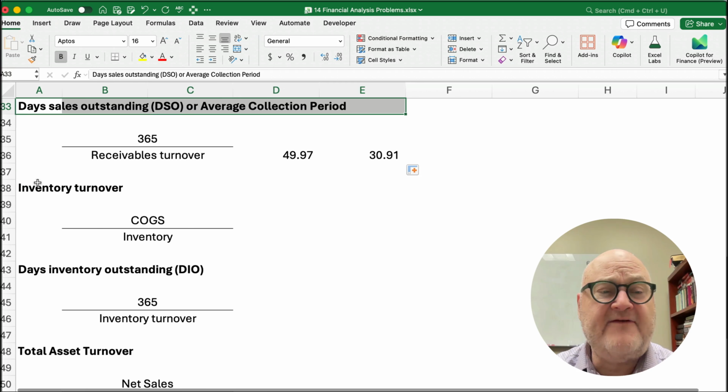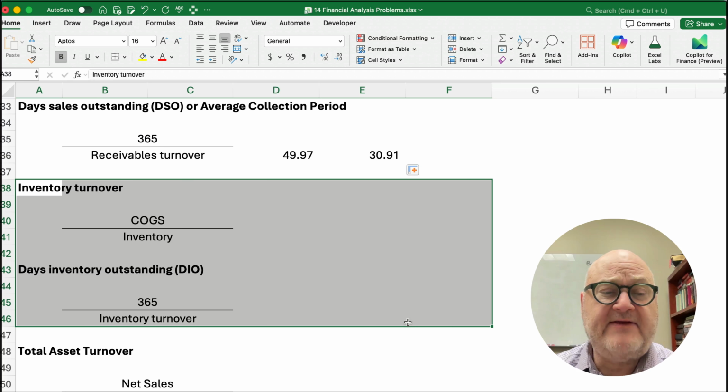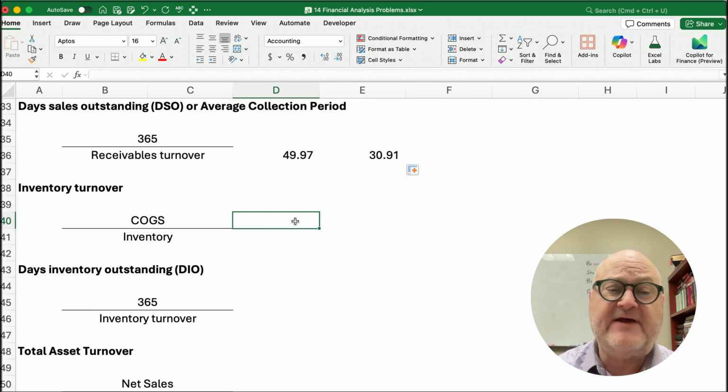Now, these two go together, inventory turnover and days inventory outstanding. It's going to be the same type of thing. It says how often do we turn our inventory over. Now the idea of inventory turns is we buy inventory and we sell it.